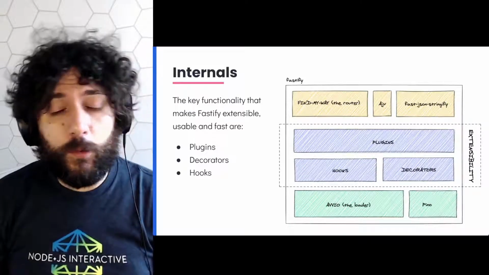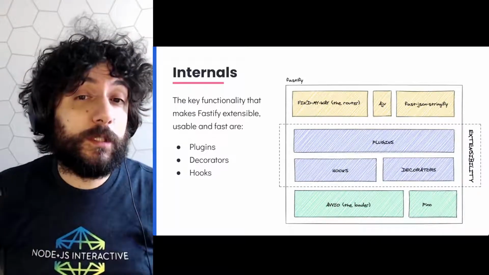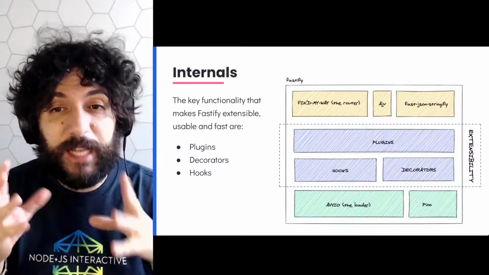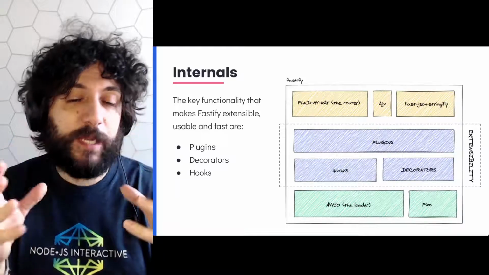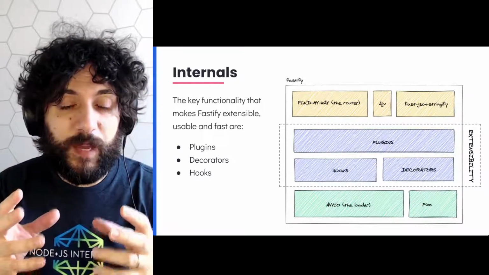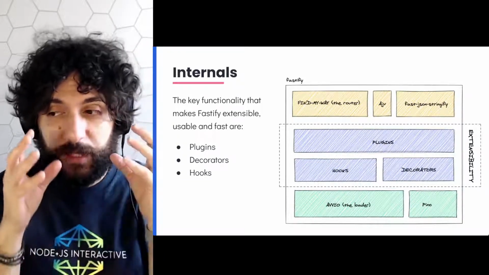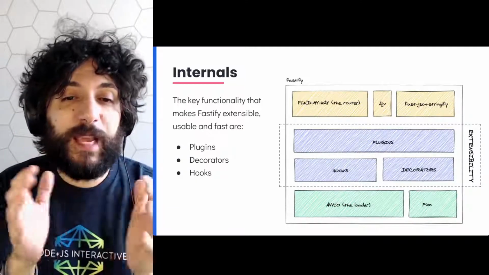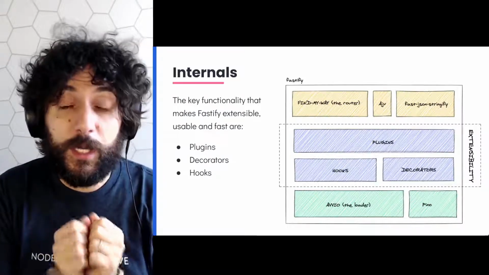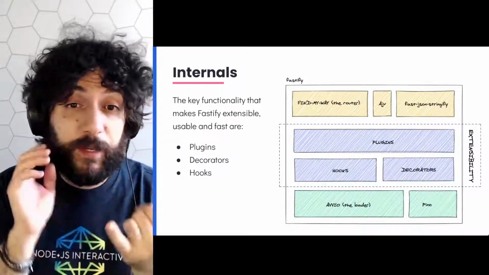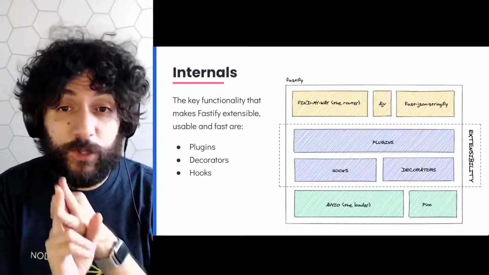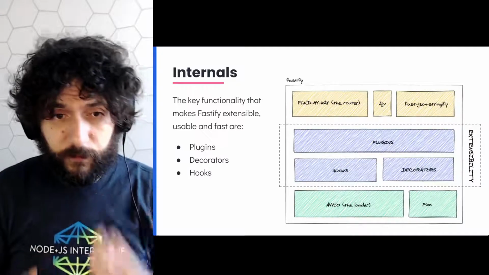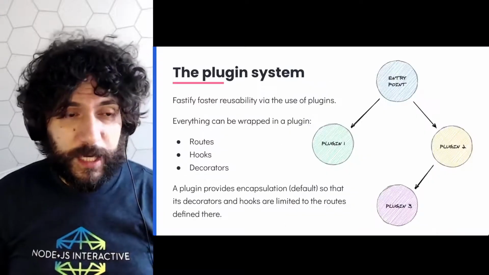Anyway, Avvio, which is the loader, loads the plugin system, and it provides the extensibility that is needed by your app. Avvio guarantees us the plugin system, the hook system, and the decorators. So it essentially provides the basics upon which all these other features are built. On top of that, we have the router, which is find-my-way, Ajv, which is the validator, and fast-json-stringify, which is the serializer. We'll talk about those in a second.